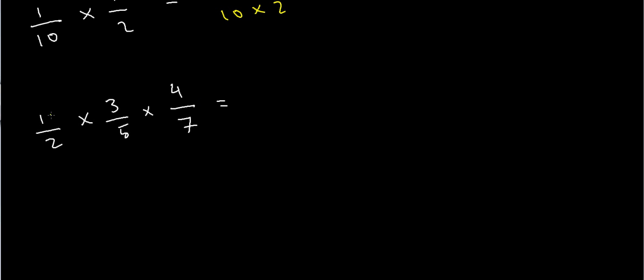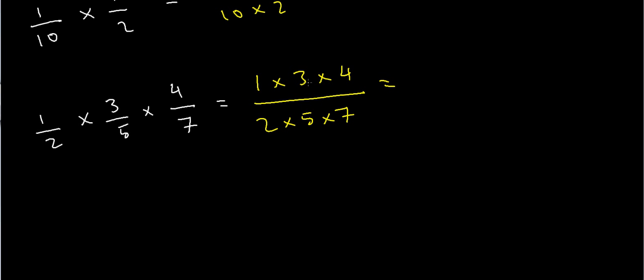So on the top we've got 1 times 3 times 4, the product of the three numerators. And we divide that by the product of the denominators, and the denominators are 2, 5, and 7. So we've got 2 times 5 times 7.